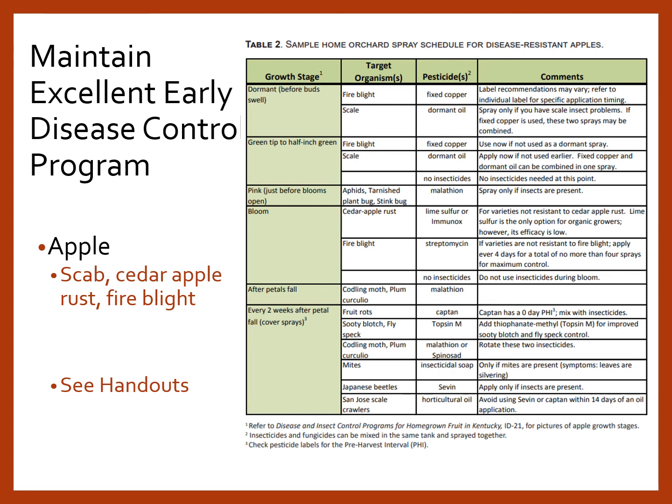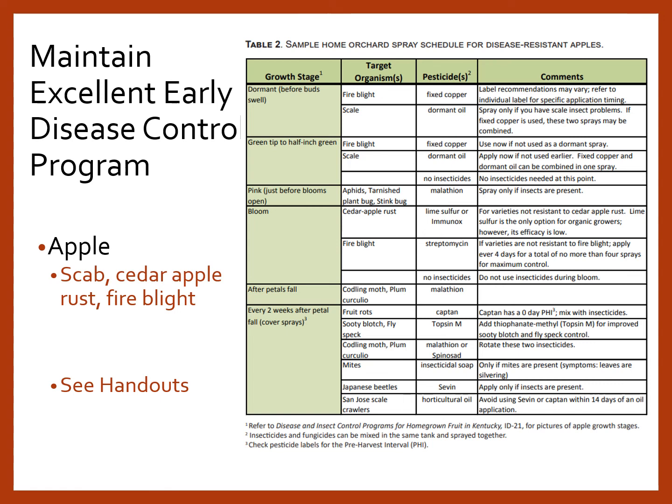And then after petals fall, we're going to hit them with Malathion for the codling moth and plum curculio. And then every 2 weeks after that, we're going to follow that schedule of the Malathion for the codling moth, the plum curculio, Cap-10 for your fruit rots. I'd skip the Topsin for the sooty blotch and the fly speck again because that's just superficial. If you have spider mites, we're hitting with insecticidal soap, and then Sevin for Japanese beetles while they're active. And then if you have the San Jose scale, you can hit them with the horticultural oil.